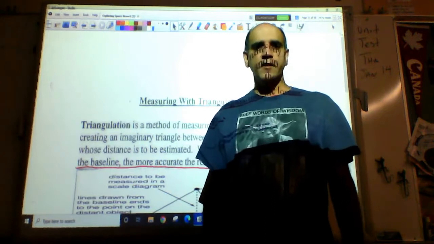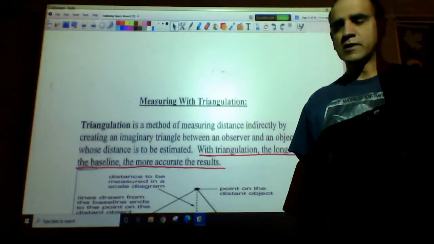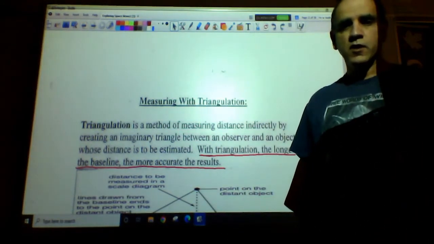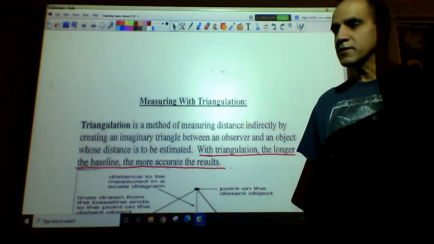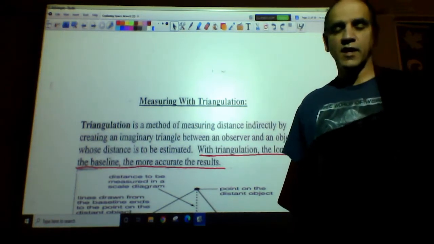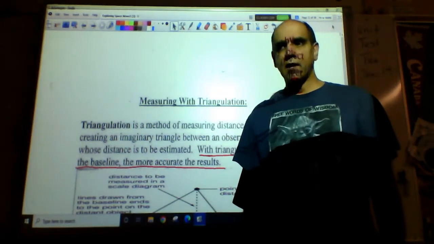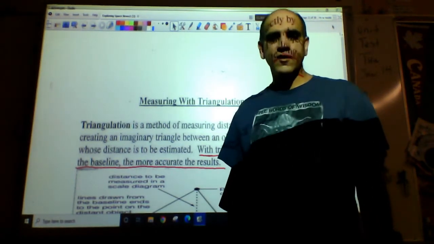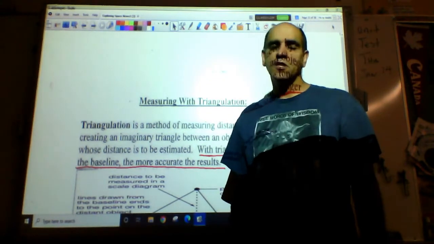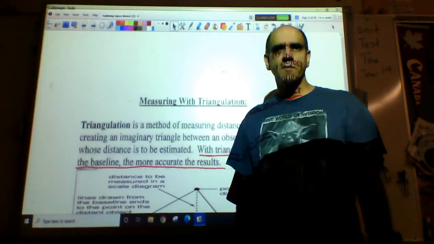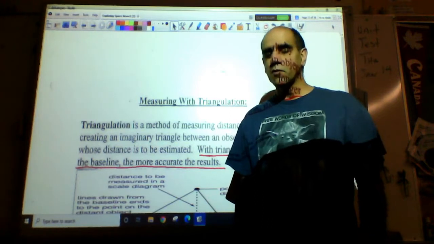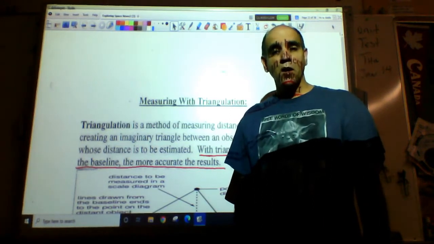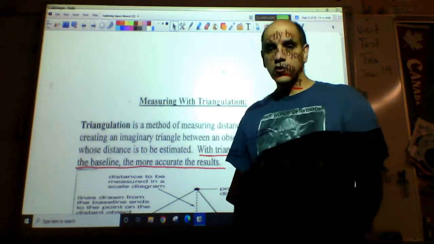So in order to figure out how far objects are in space, we can use a method called triangulation. Basically, you're doing a scale diagram and taking measurements, because there are some stars that are thousands of light years away, and with today's technology, we're not going to be getting there anytime soon. But we've been able to figure out how far away they are using triangulation.